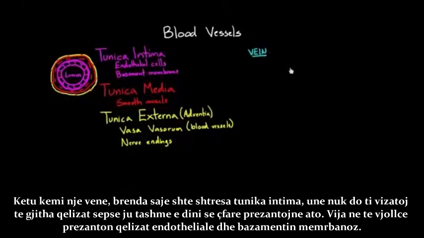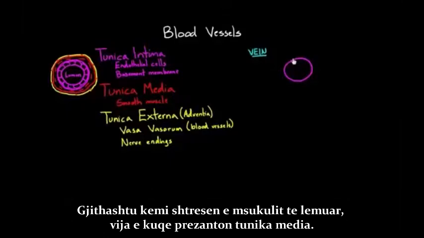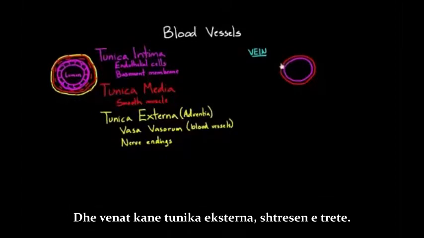On the inside, it has that tunica intima layer. And I'm not going to draw all the cells out because now you know what that represents. That purple line represents the endothelial cells and the basement membrane. And you also have a smooth muscle layer, so kind of a red line to represent tunica media. And veins have a tunica externa, a third layer.